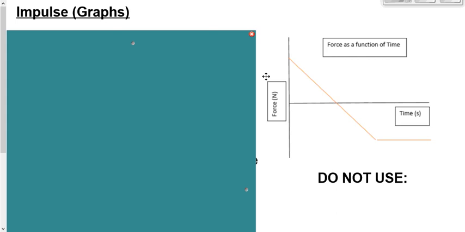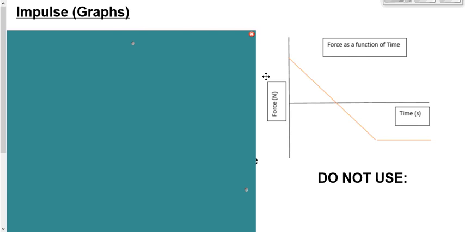We can describe impulse by using a force versus time graph. A force time graph will always have force on the y-axis, and it will always have time on the x-axis. You will, on your unit test, I promise you, get a force versus time graph. You will most likely, on your diploma exam, also get a force versus time graph.